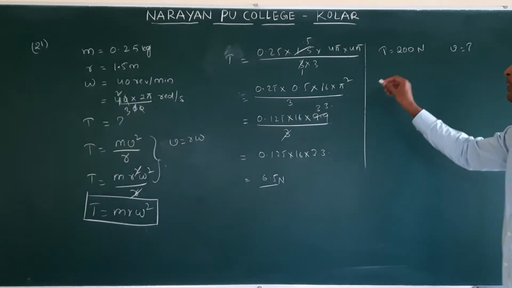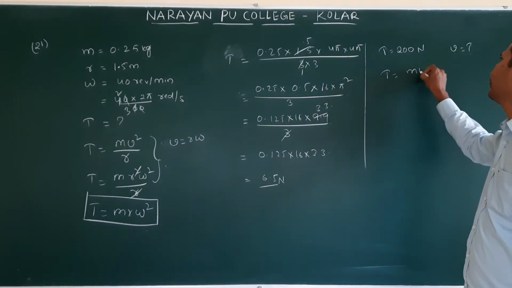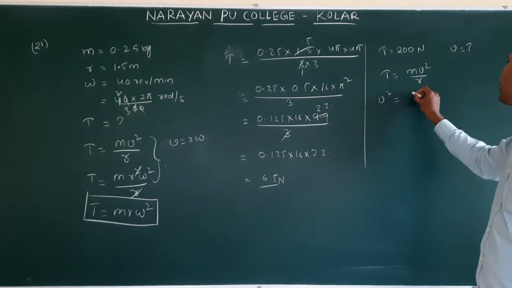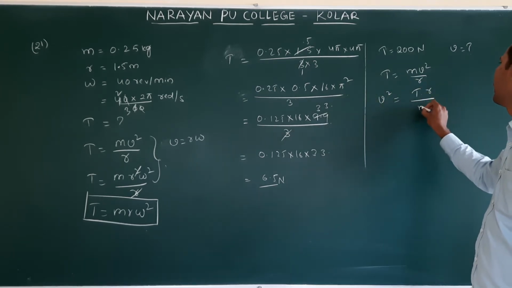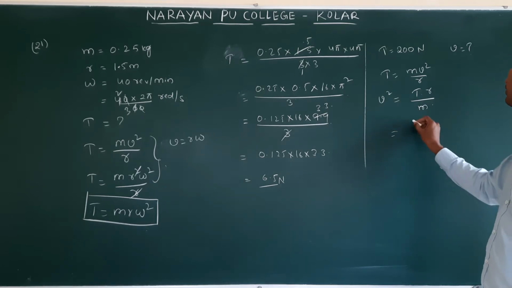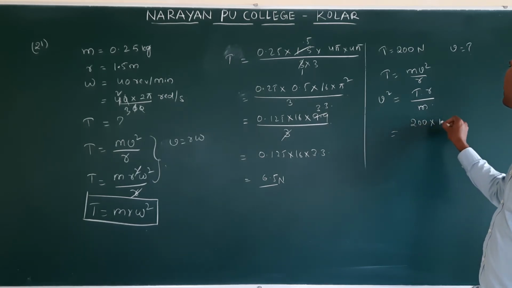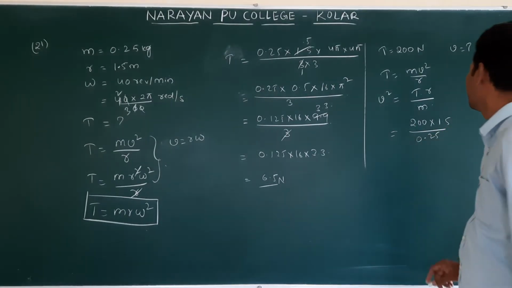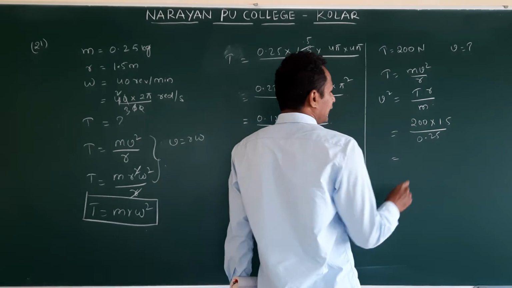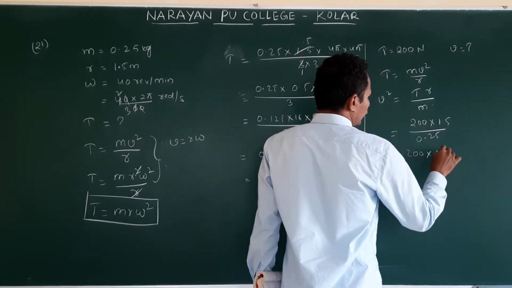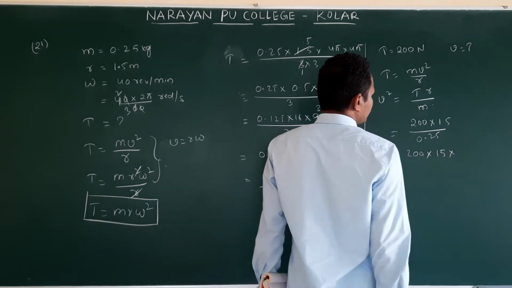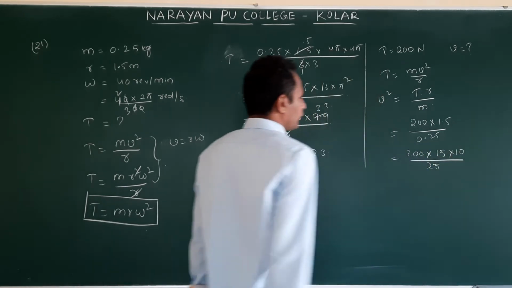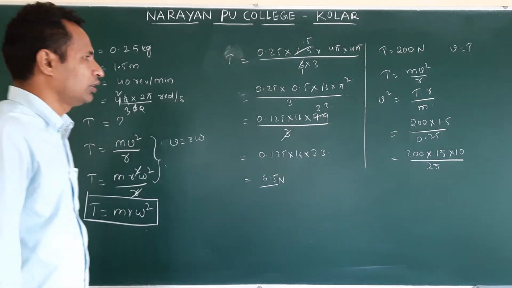Same formula. T is equal to mv square by r. They are asking v. So make v square the subject: T into r by m. Substitute the values. T is 200, r is 1.5 by 0.25. Clear? This we can write 200 into 15 into 1 decimal goes into 10 by 20. Right?